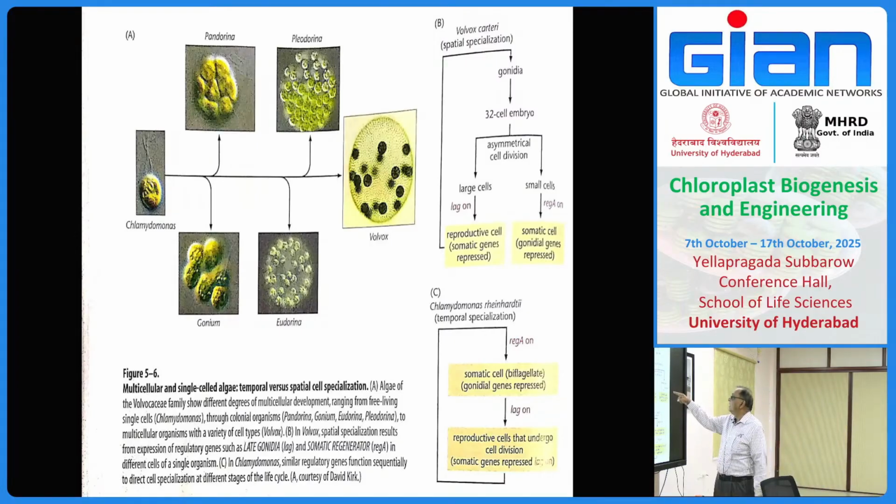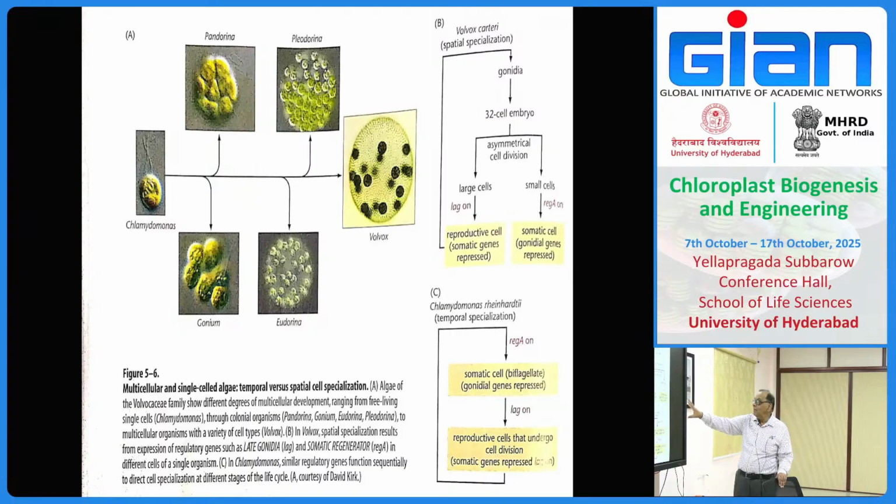So in small cells, the regA gene is on. Therefore somatic cells are replaced. In the large cells, lag is on. So reproductive cells and somatic cells: the somatic cells are replaced, so it becomes somatic genes. Somatic genes are vegetative, you understand that, right? In the reproductive phase, somatic genes are suppressed. Here the gonadal genes are repressed, so it becomes the vegetative phase.